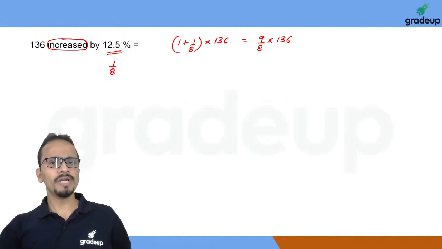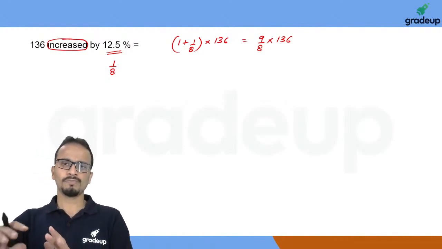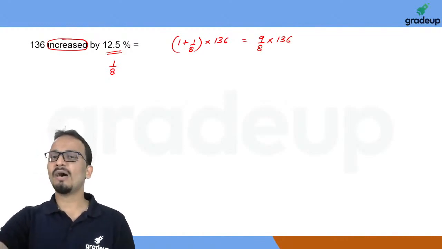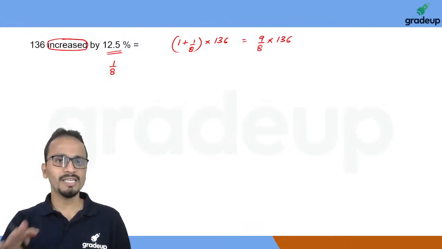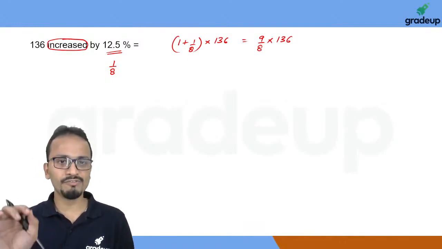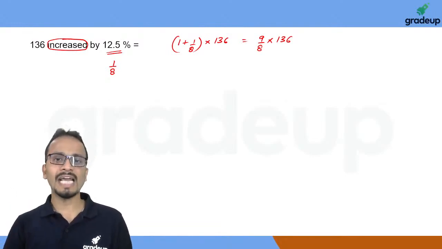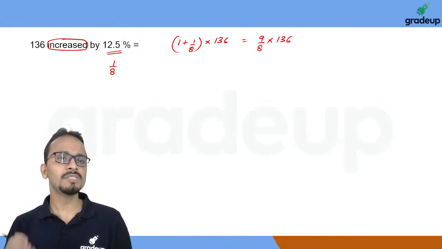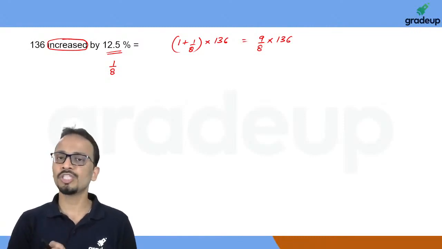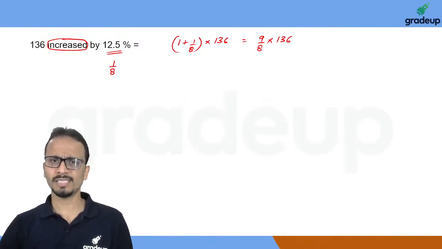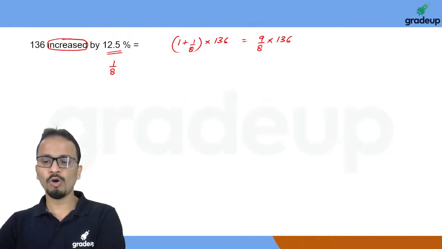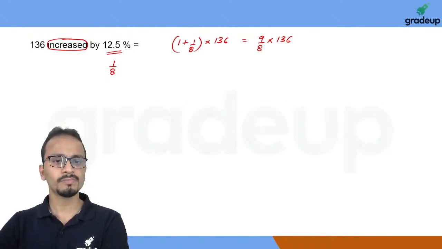Now you may do these calculations. I'm not basically teaching you how to divide or multiply, so right now I'll restrict myself to percentages. So 1 plus 1 by 8 is 9 by 8. 9 by 8 times 136, which was the original value, will be the final answer. Now let's move on to the next question.